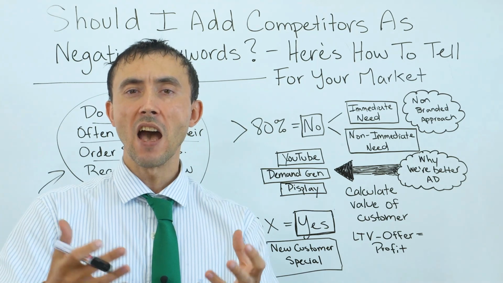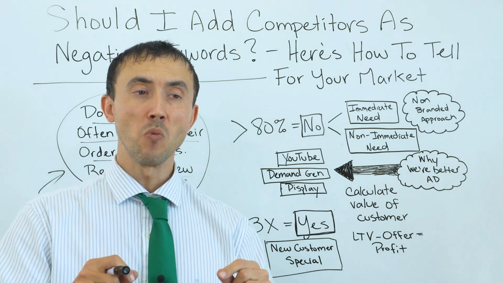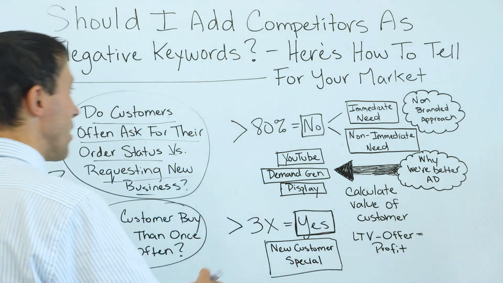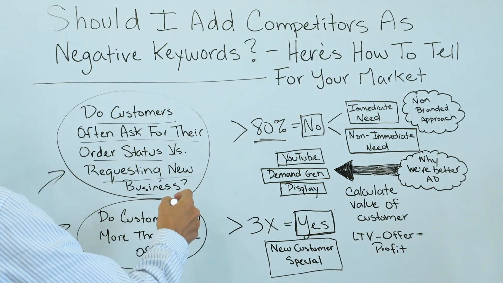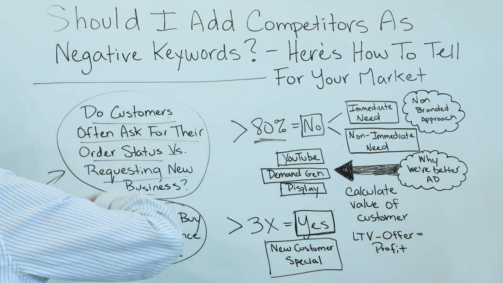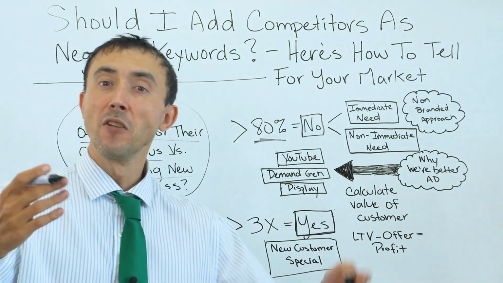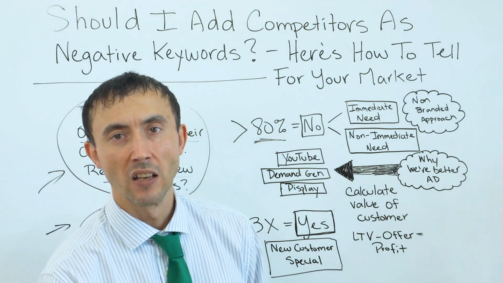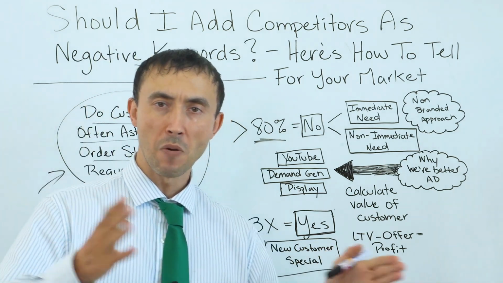The model that I have to determine, when we have a brand new client at our firm, whether we're going to add competitors as negative keywords or not, is the following. If 80% or more of the people are going to be asking for their order status, I am not going to target the competitor terms at all, because it's probably not going to be profitable. If it's 50-50, yes, I will target them, because I can get a lot of business that way, so to say.